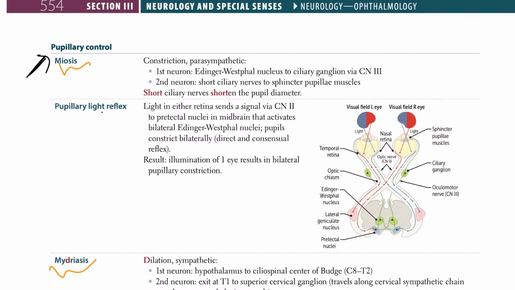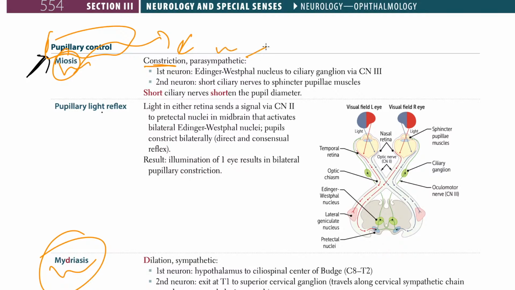Okay, let's start with pupillary control. We have a couple things here, meiosis and mydriasis. Let's talk about the first thing, meiosis. Meiosis is the constriction. It is done through parasympathetic, through M3 receptors on which the acetylcholine is going to work.